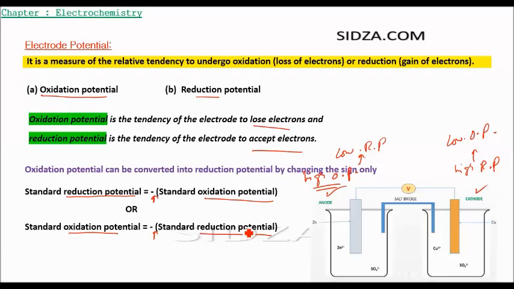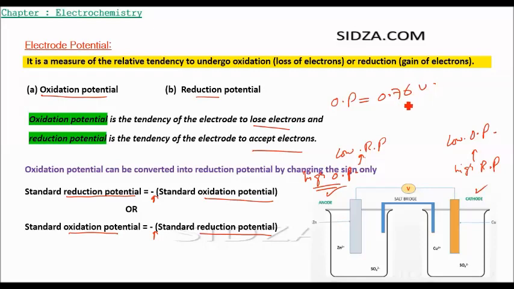How we measure this electrode potential, that we will discuss in the next video. But my point here is that if you know the oxidation potential, if you know how much is the tendency of an electrode to lose electron, you can find the reduction potential by changing the sign simply. Suppose the zinc has a high tendency to lose electron, that means it has a high tendency to gain the electron. Suppose it has an oxidation potential of, for example, 0.76 volts.